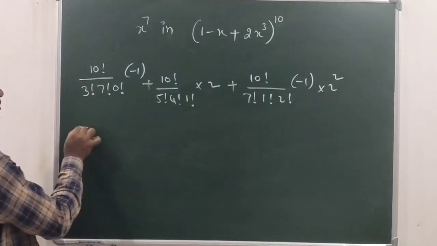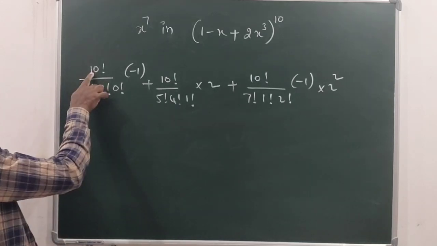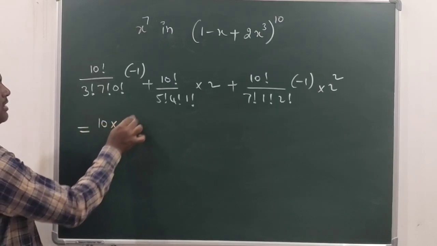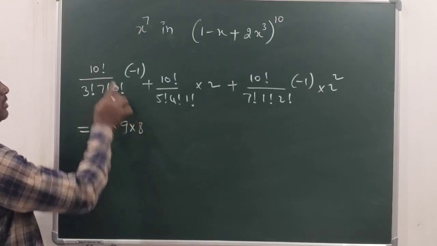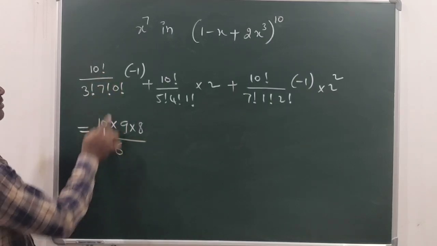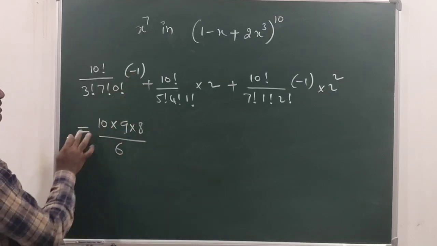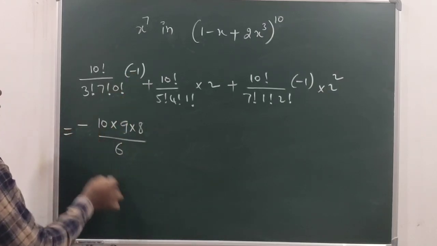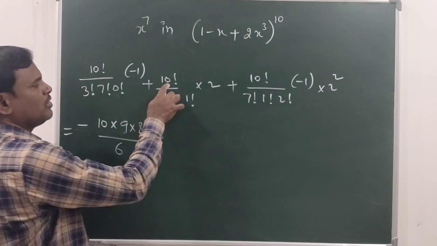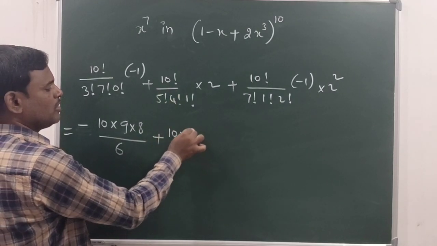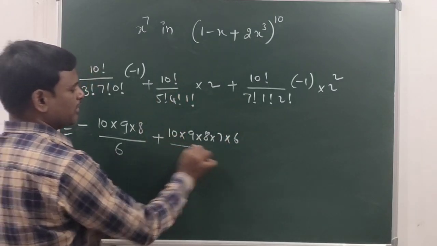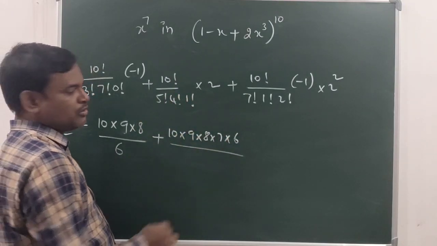Now come to the first one. So here 10 into, what can I write? 10 into 9 into 8, 7 factorial cancels by 7 factorial, and 3 factorial becomes 6. 0 factorial value is 1, here minus is there. Put minus in the beginning. Now go to the second one. So what do we write in the numerator? 10 into 9 into 8 into 7 into 6. 5 factorial cancels by 5 factorial, and 4 factorial value is 24.